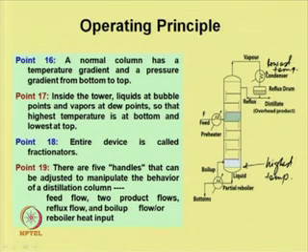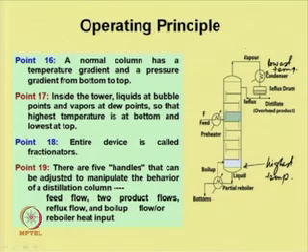As we said, the distillate is richer in the more volatile component, and all the liquids inside the column are at their bubble points and the vapor there is at its dew point. So, the temperature at the top of the tower is low compared to the bottom of the tower. So, this whole device is known as the fractionator.